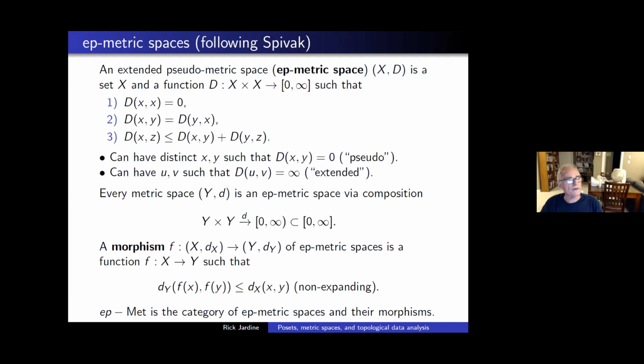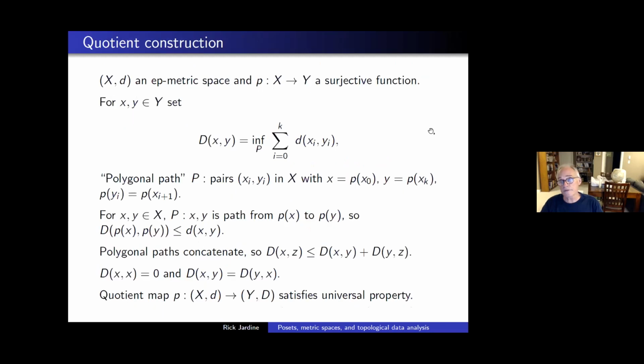Okay. Why would you care? Well, there's a quotient construction. If I give you an extended pseudo-metric space and a surjective function onto something, I can construct an extended pseudo-metric space structure on Y, which satisfies the obvious universal property. And the metric that you impose on Y is interesting. The distance between x and y is an infimum of sums of distances between comparison points in X, such that x naught maps to x.